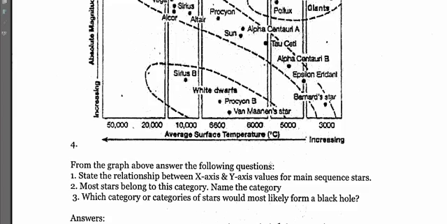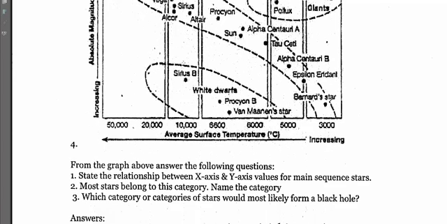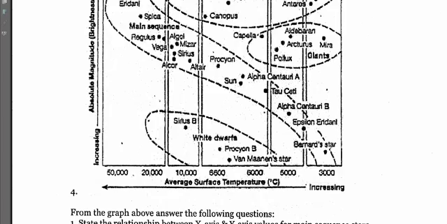Number 2, most stars belong to this category, right here on the graph, of which our sun is a member of the main sequence. Talked about numerous times in class, most stars belong to the main sequence. Which categories of stars are most likely to form black holes? Well, those are the blue-white giants. Remember, we talked about the red giants were at one time main sequence stars, and if they're main sequence stars, they're not going to be large enough to form black holes. So we're really looking at those blue giants or the blue supergiants, very, very massive stars.